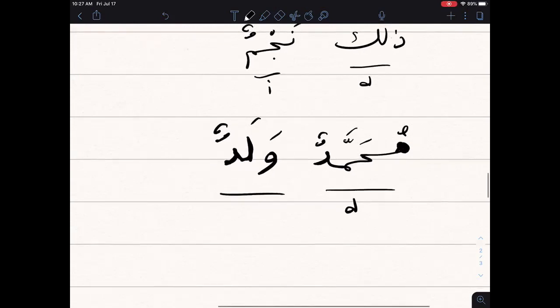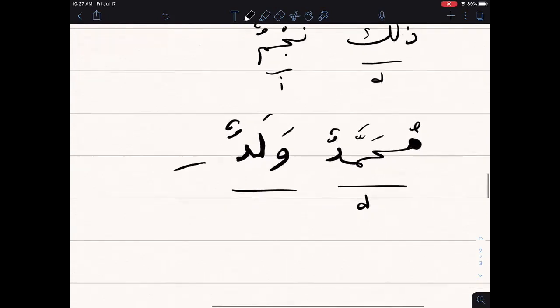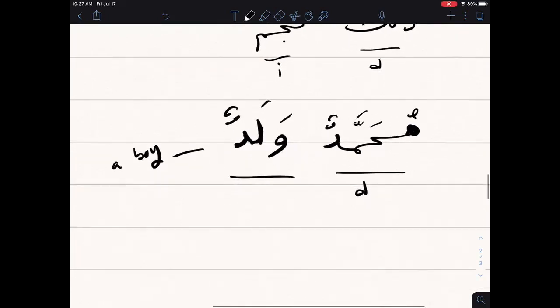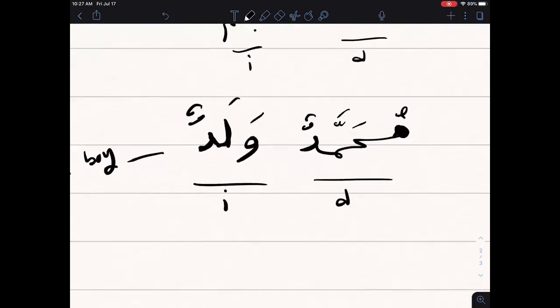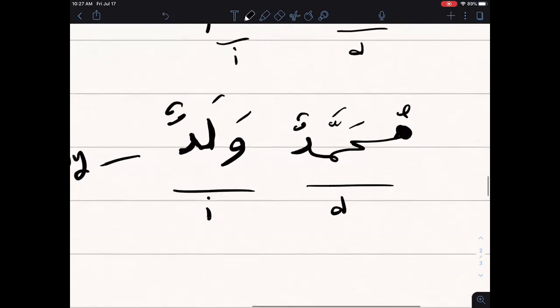Do you know what waladun means? Did we study this word? Waladun is a boy, or I think we talked about this, a boy or a son, it could be. So it's indefinite, right? Good. Now, why is Muhammad definite?